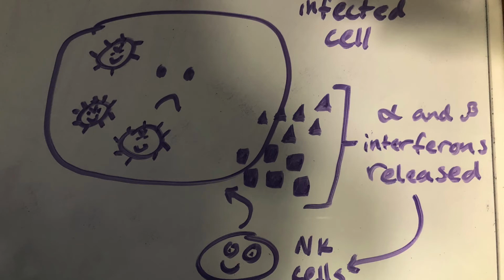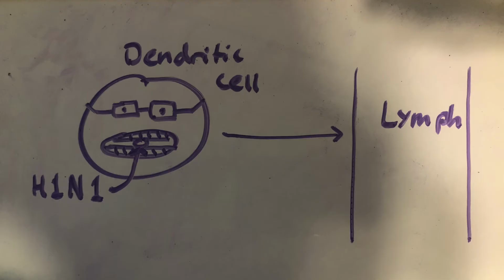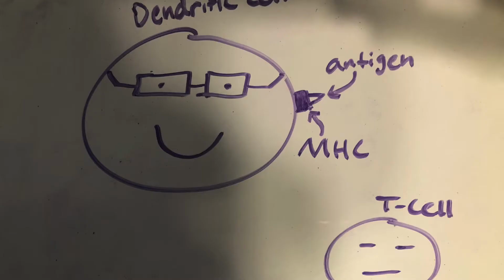Macrophages aren't the only ones to call for help when there is a viral infection. Infected cells also release alpha and beta interferons that activate NK cells as well. When dendritic cells phagocytose the virus, they migrate to the lymph nodes for special immune responses. Dendritic cells can derive antigens from the virus and present those antigens on their major histocompatibility complexes, or MHCs, and they can present those antigens then to the T cells.